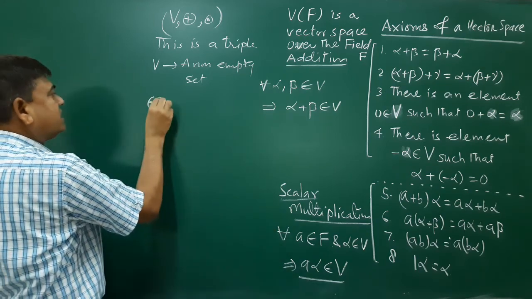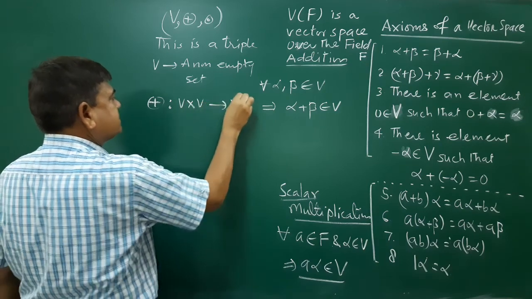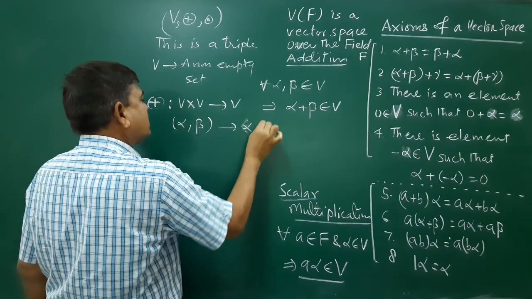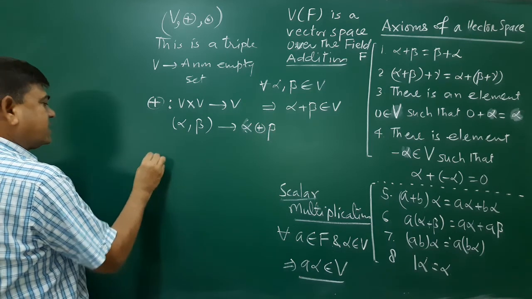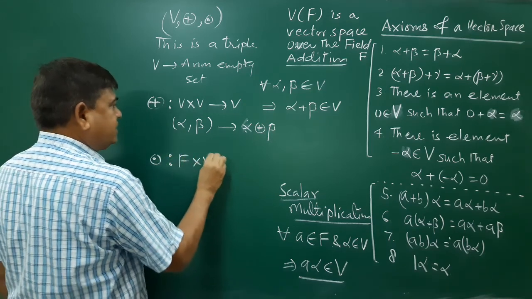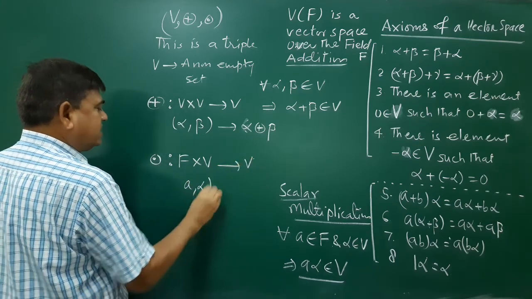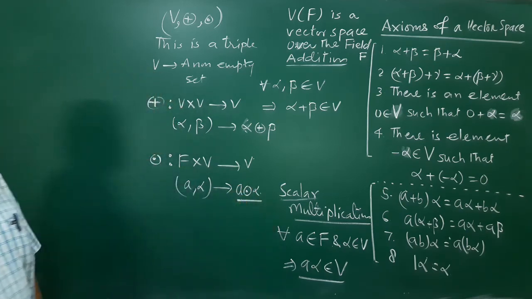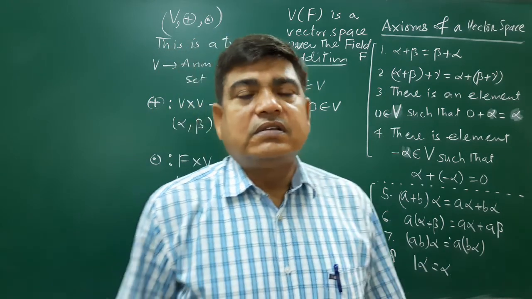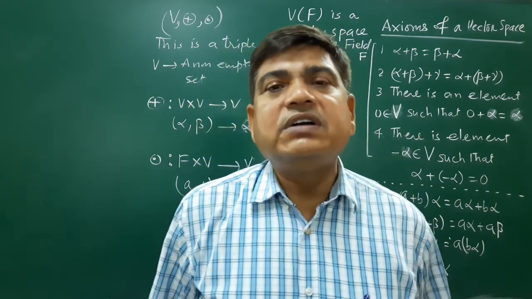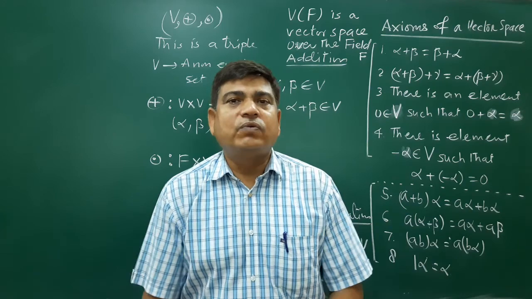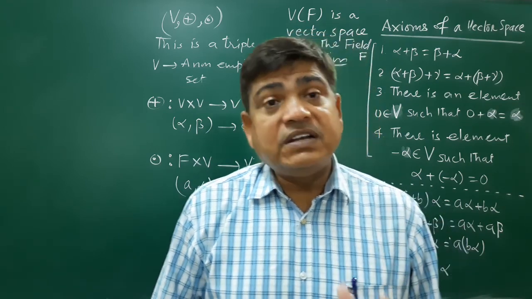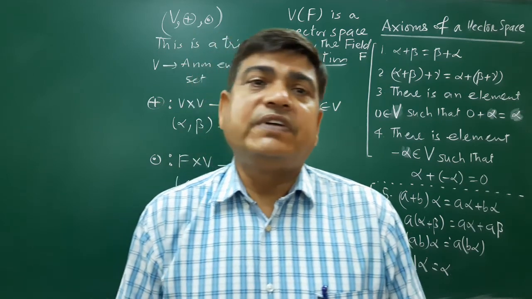This symbol is an internal binary composition, V cross V to V, alpha comma beta, where image is alpha plus beta. Second, scalar multiplication, F cross V to V, this is a comma alpha, image is this one. So, whenever in your mind there is a word vector space, that means vector space is over a field. Generally we say V is a vector space, but it is an incomplete statement. In your mind it must be completed. V is a vector space over the field F.